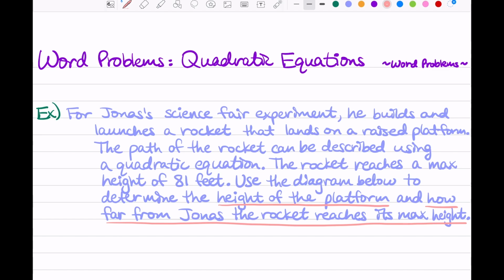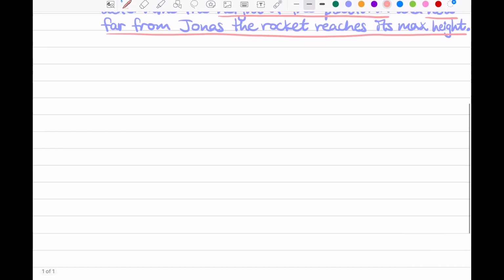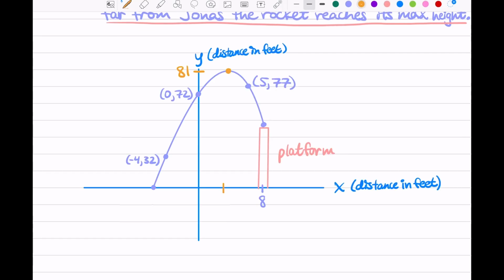Okay, there's a lot of information here. Let's take a look at this diagram. We have a parabola that represents the path of the rocket. So Jonas is going to launch the rocket from down here. The rocket's going to fly up, and it's going to land on this platform. The problem told us that the max height was 81 feet, and that's what we have marked right here. Since we're talking about a parabola, that max height occurs at the vertex.